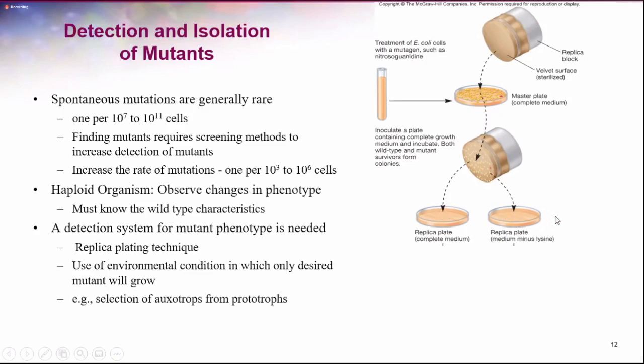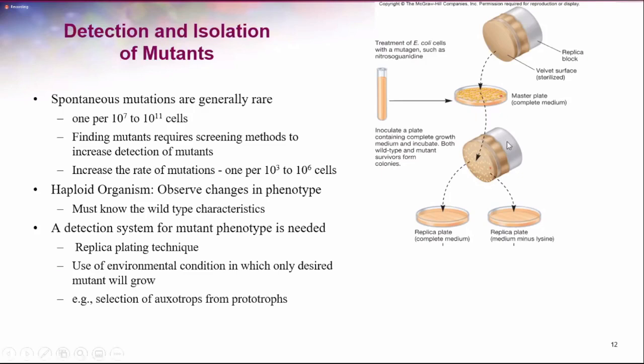So if you wanted to test 5 different conditions or just 2 different conditions, that's up to you. But you can just continue to stamp individual plates, all the plates that you need to, to test different conditions. So in this case, we have a replica plate that has the complete medium and a replica plate that's lacking lysine. So we're obviously looking for a mutant that can grow in absence of lysine.